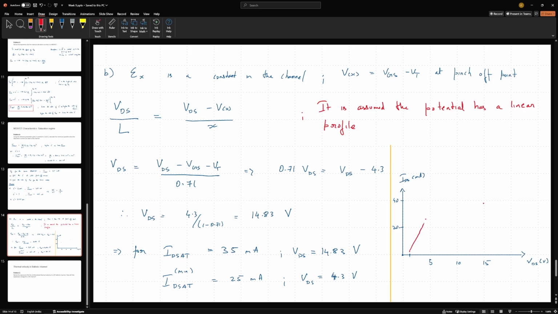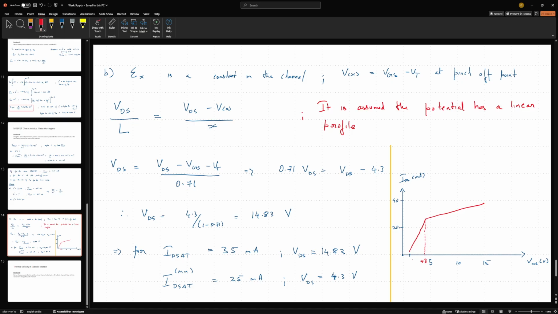So this is how the current profile looks. In the linear regime, my current is increasing like this, and after the linear regime, my current is increasing like this. So with just these 3 data points, we are getting this kind of a profile, which is what we expect to see in the saturation behavior of my transistor. So 4.3 volts is the VD sat, approximately.